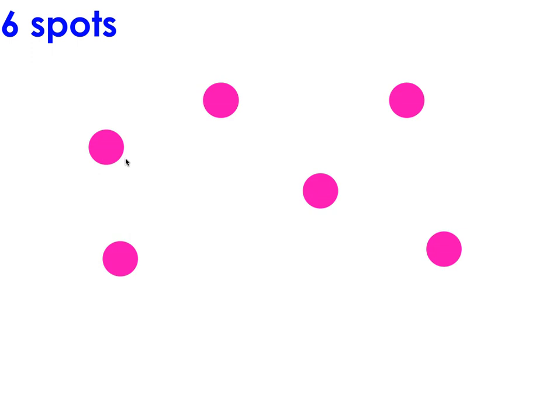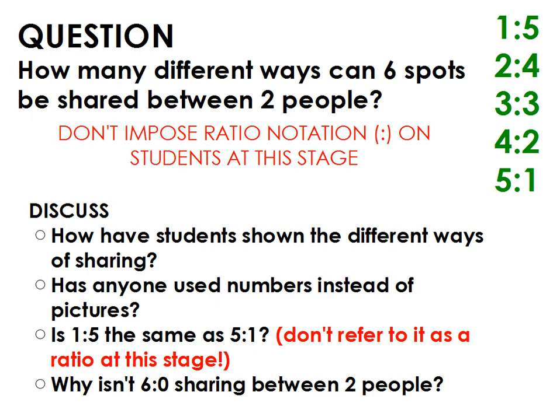If they find one way of sharing the 6 spots, most of them will go 3 and 3. Prompt them, get them thinking about different ways, how are they going to record the different ways, etcetera. These are the sorts of questions I would be going into.